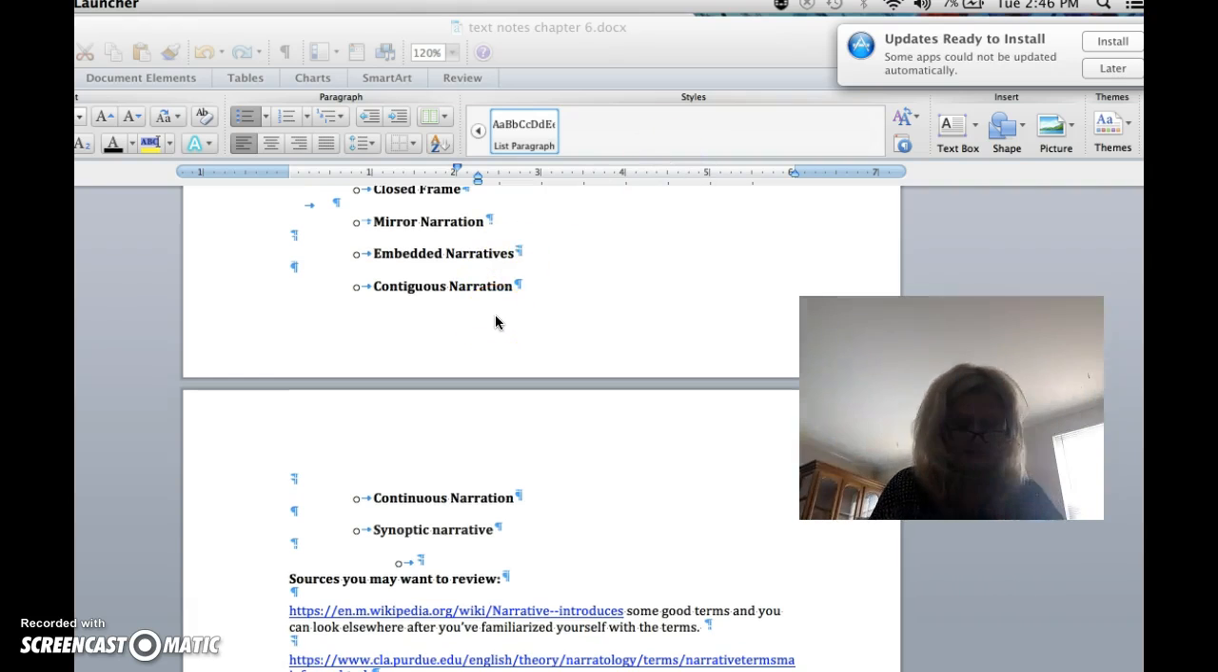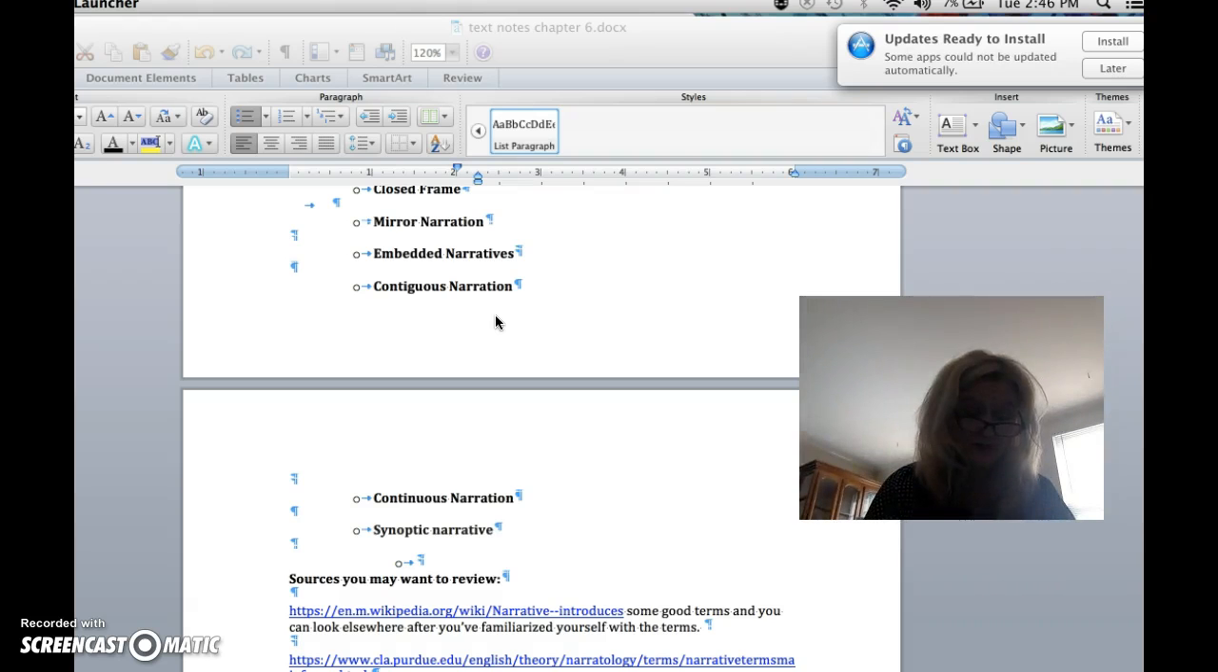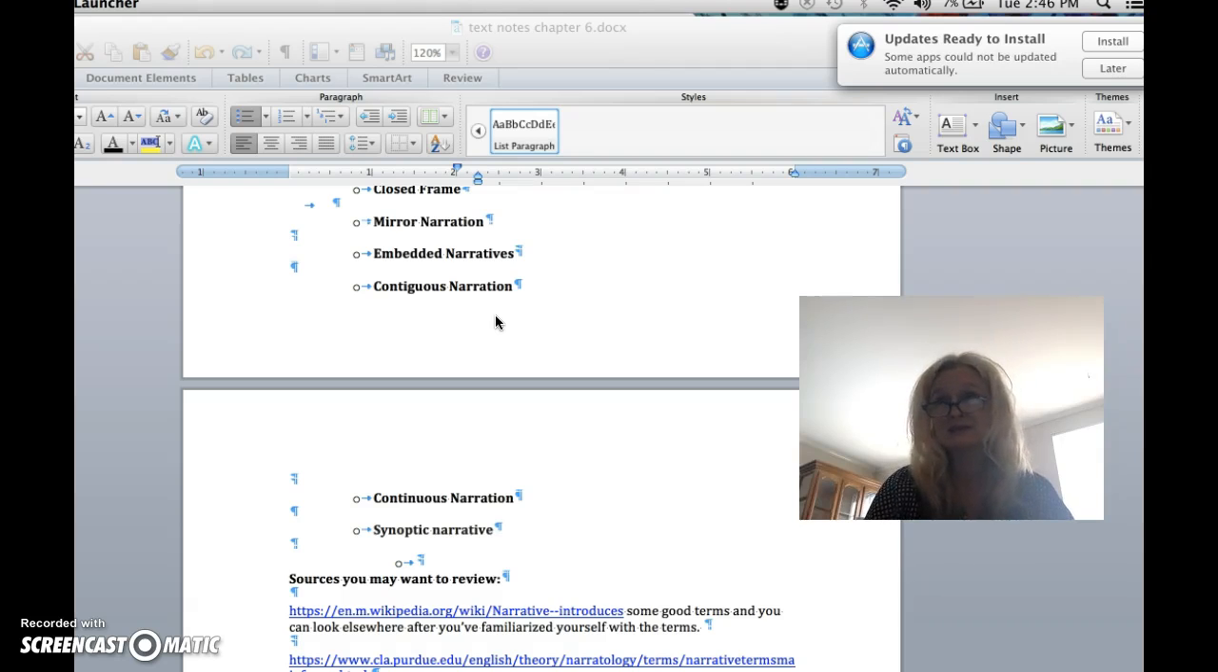Then you have a contiguous narration. Contiguous narration is the events move forward character by character. So we might focus on one character for events A, B, C, then another character for events D, E, F. The narrator floats from character to character. One text that does part of this, but it actually has an overlapping idea, is Virginia Woolf's Mrs. Dalloway. Each section of the book focuses on a specific character.